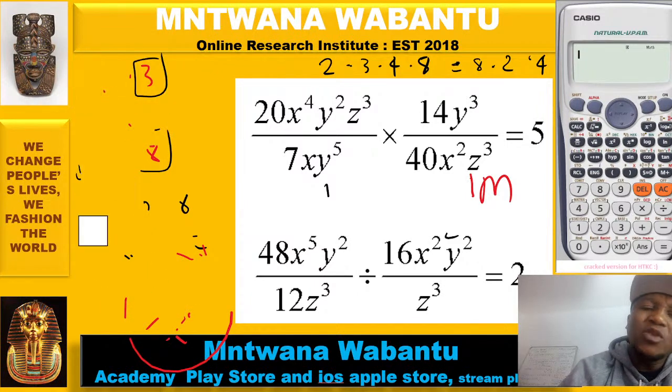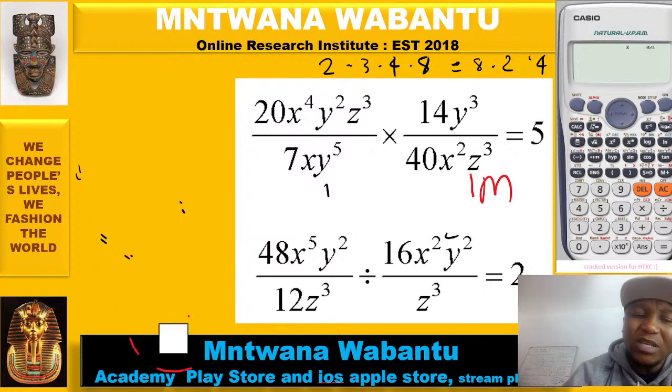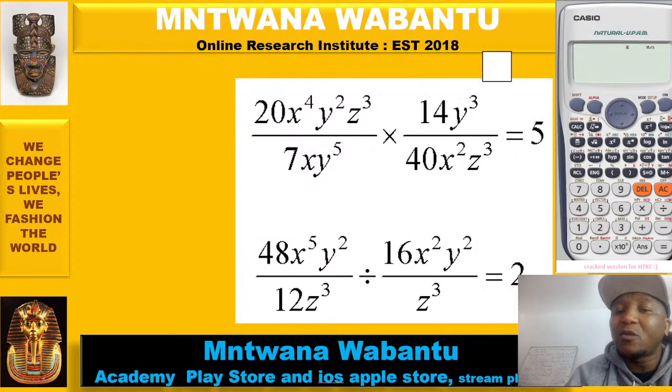So why am I doing this? I have not started yet to solve the question, but you have to know the rules to be able to solve this question. Okay, let's take another rule quick. These are rules. You must learn the rules to be able to solve the question, right?